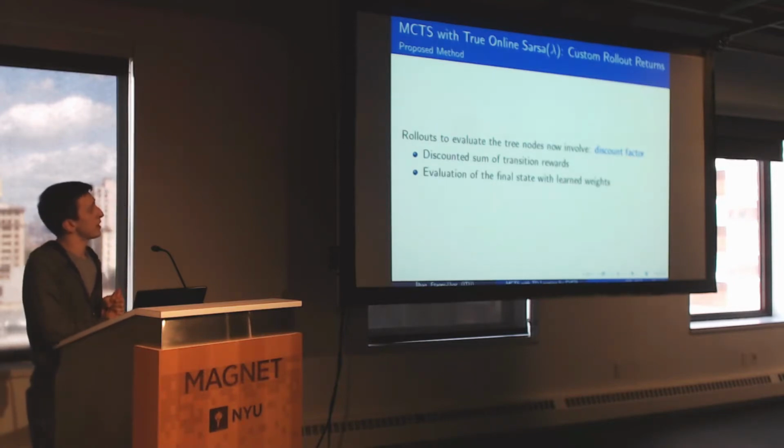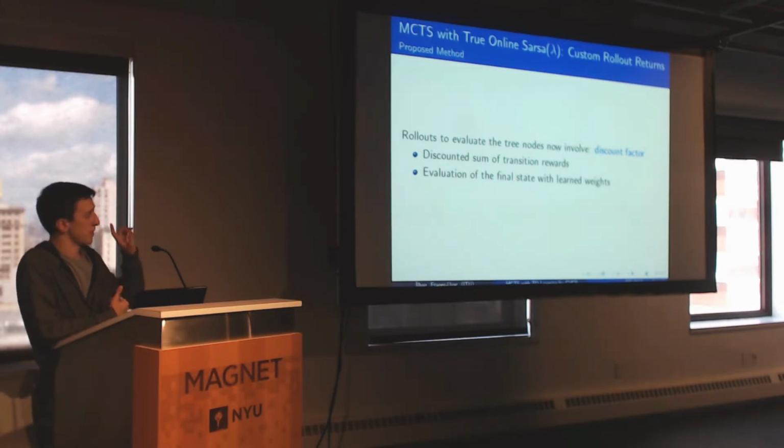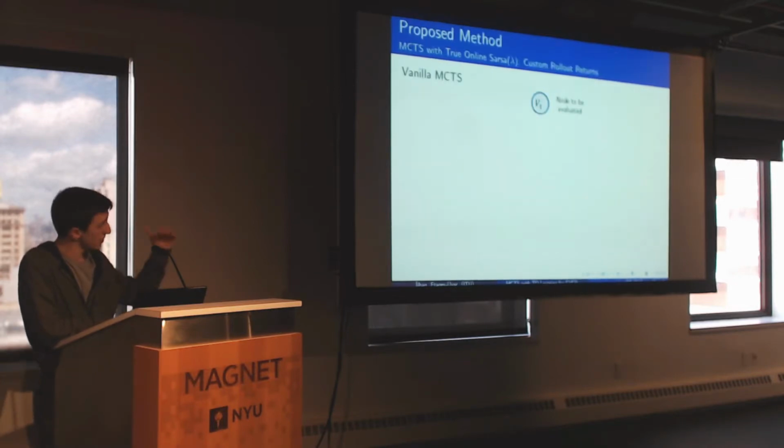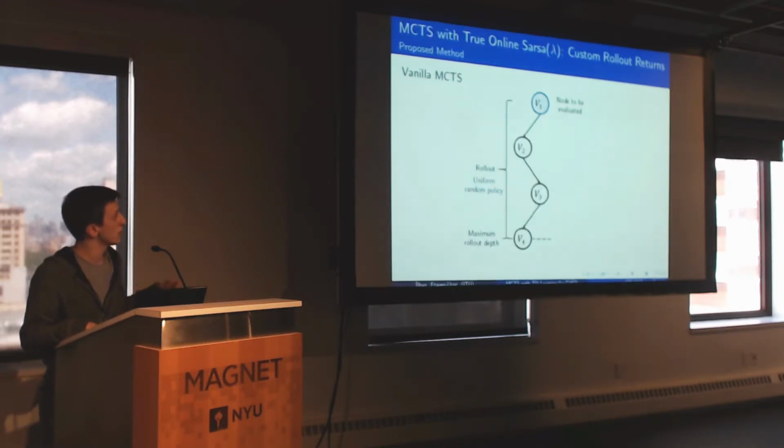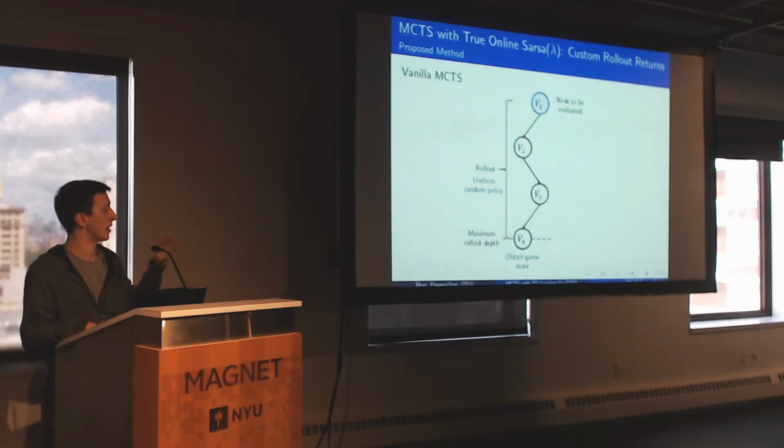And the third modification we did in the algorithm, the Monte Carlo tree search, is that the backups in the rollouts now involve discount factors. I will now illustrate this process. This is the vanilla Monte Carlo tree search. It goes down with a uniform random policy. It obtains the game score in the final state, and it backs it up.